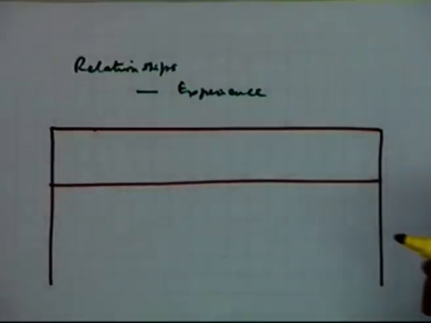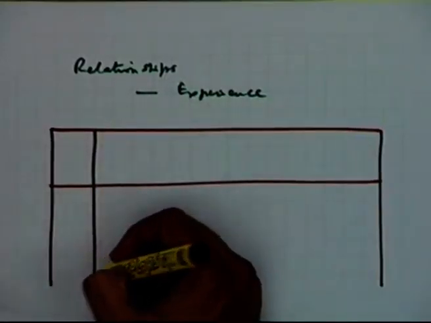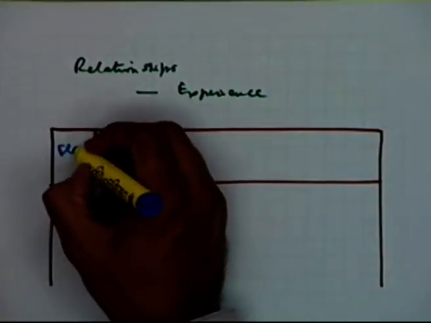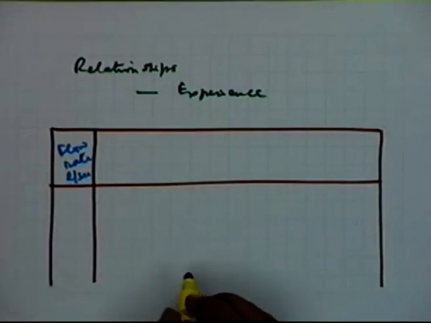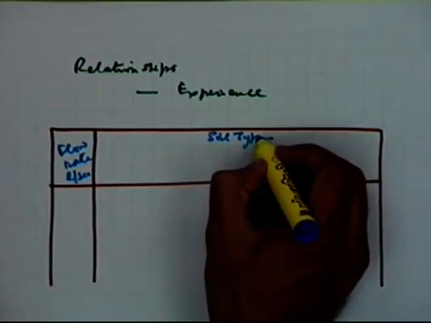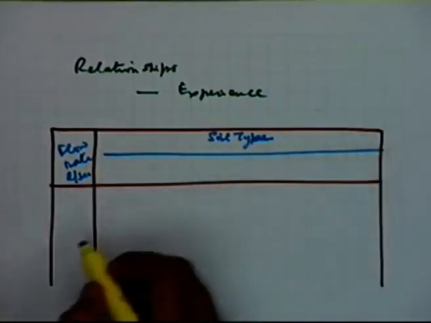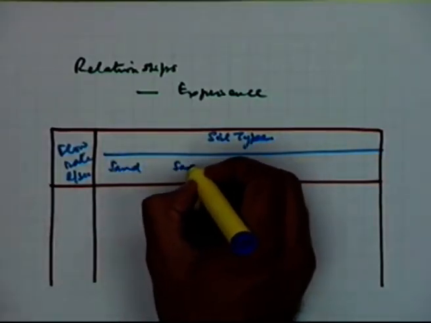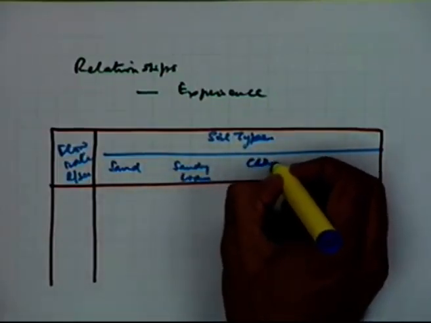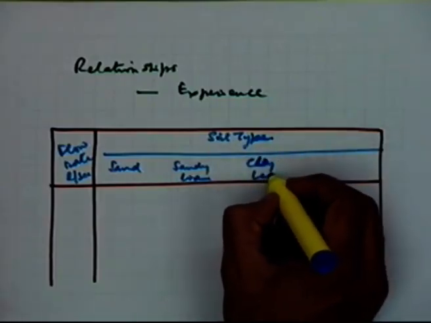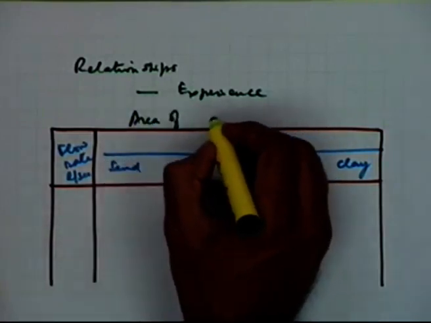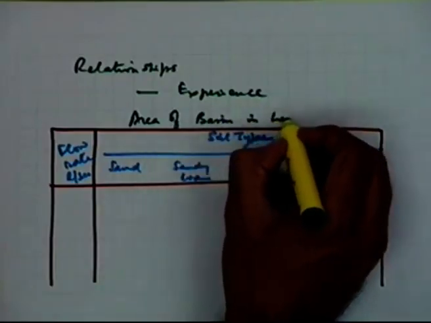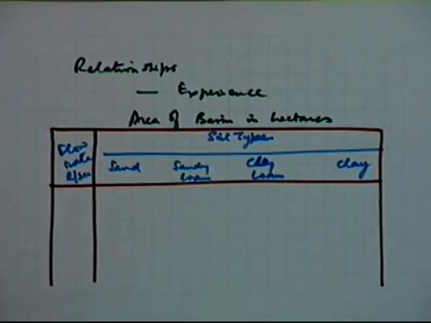They are presented in different forms. And one form which I am trying to express here is a chart given in terms of the flow rate in liters per second, and for different soil types. The soil types vary from sand to sandy loam to clay loam, to clay, and you are given the area of the basin in hectares for different flow rates and for different soils.